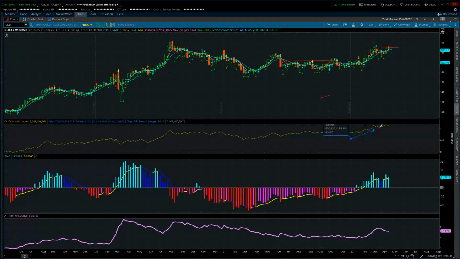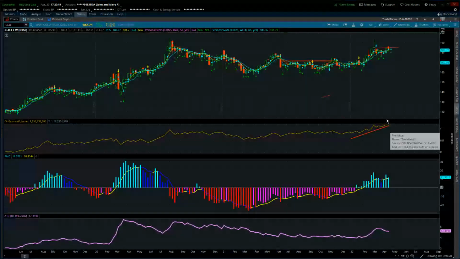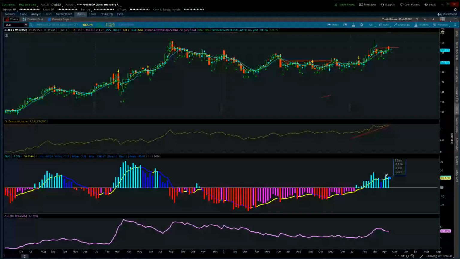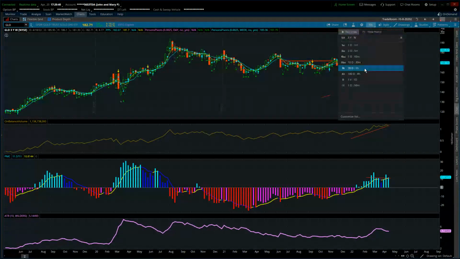Now, there is good volume in GLD, the gold ETF. And the irony is that the PMC ranking relative to the S&P 500 is still showing strong performance. So longer term, I remain bullish. Shorter term, I think we see a pullback, if that helps you out.